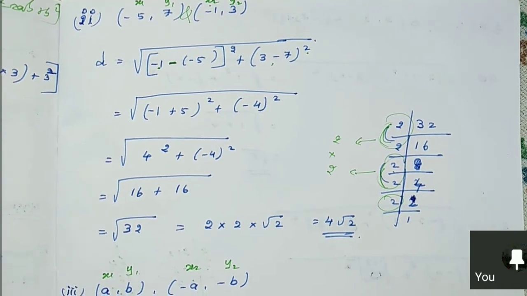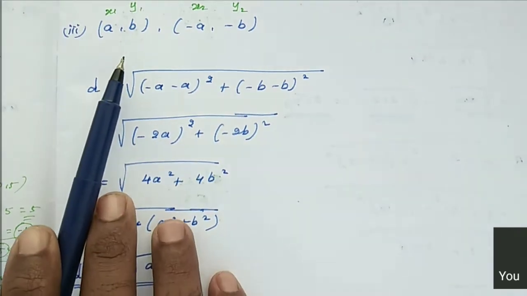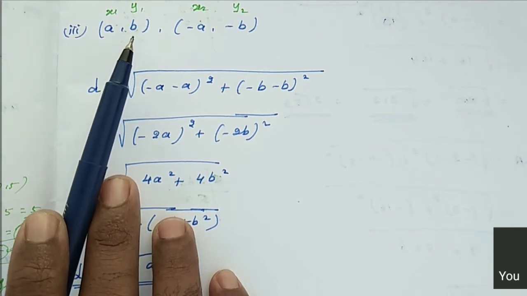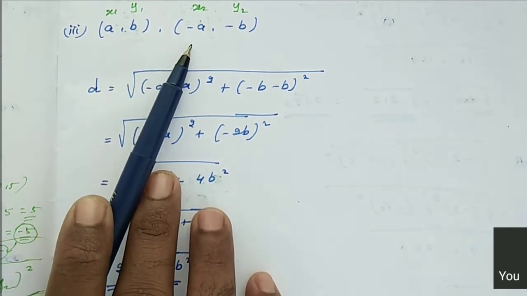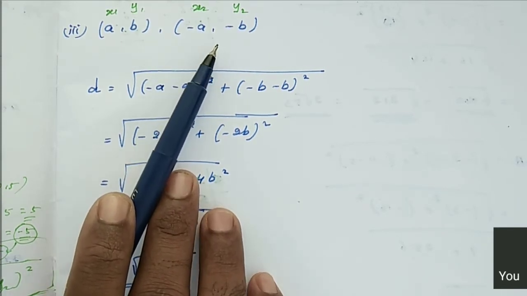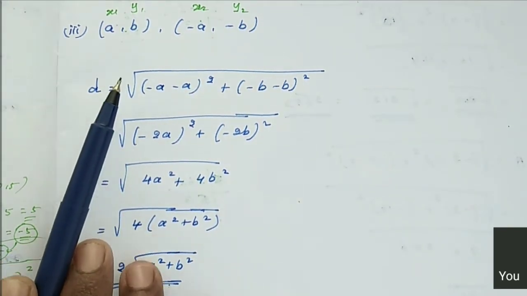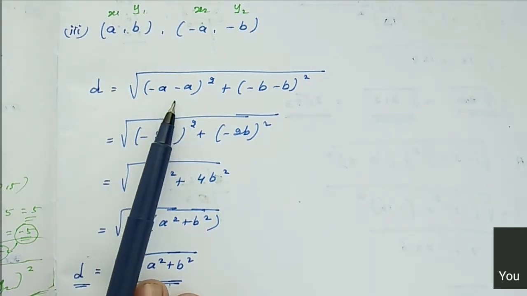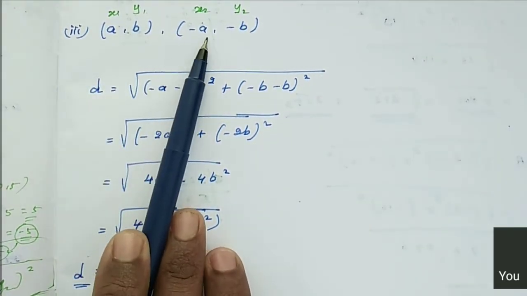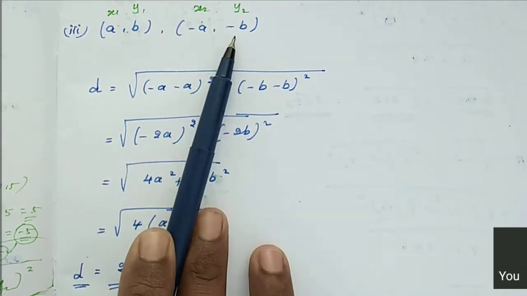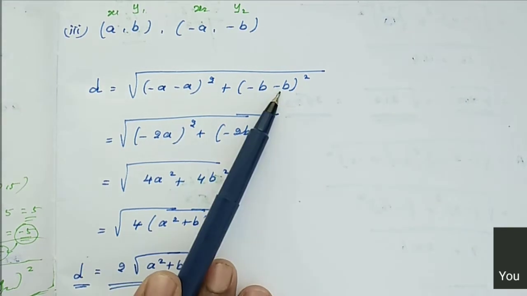Any doubt? Here they have given a point a comma b, right? There is no numeral. They have given some variables: a comma b and minus a comma minus b. Now we can use the distance formula. D is equal to x2 minus x1. So minus a, right? X2 minus x1. So minus a minus of a the whole square plus y2 minus y1. Y2 is minus b, minus b the whole square. Are you all clear? How I substituted?